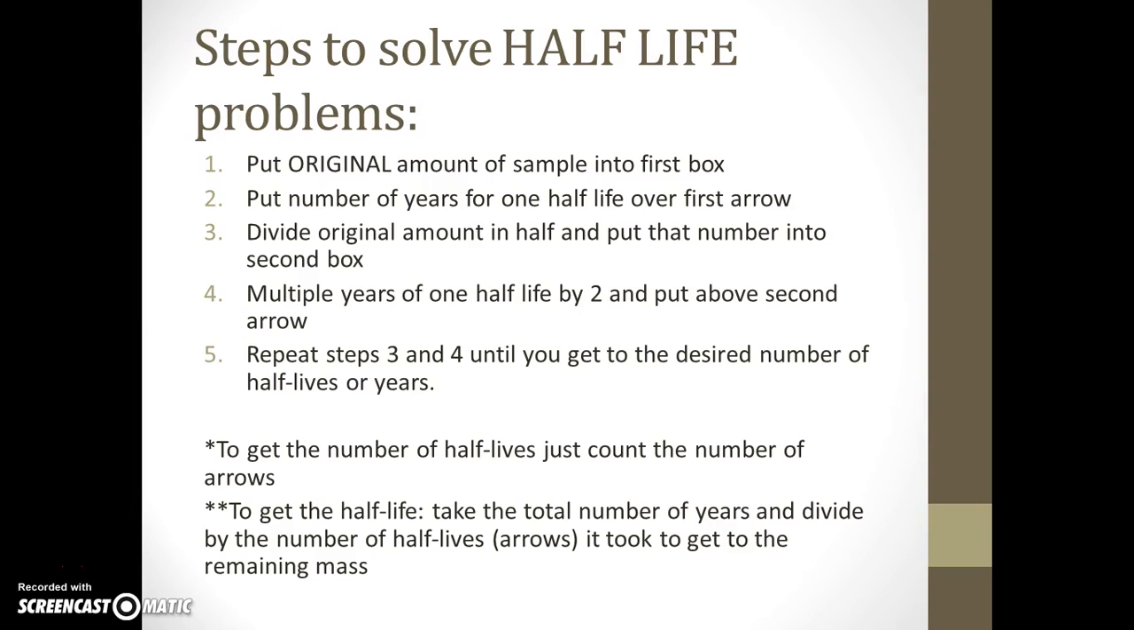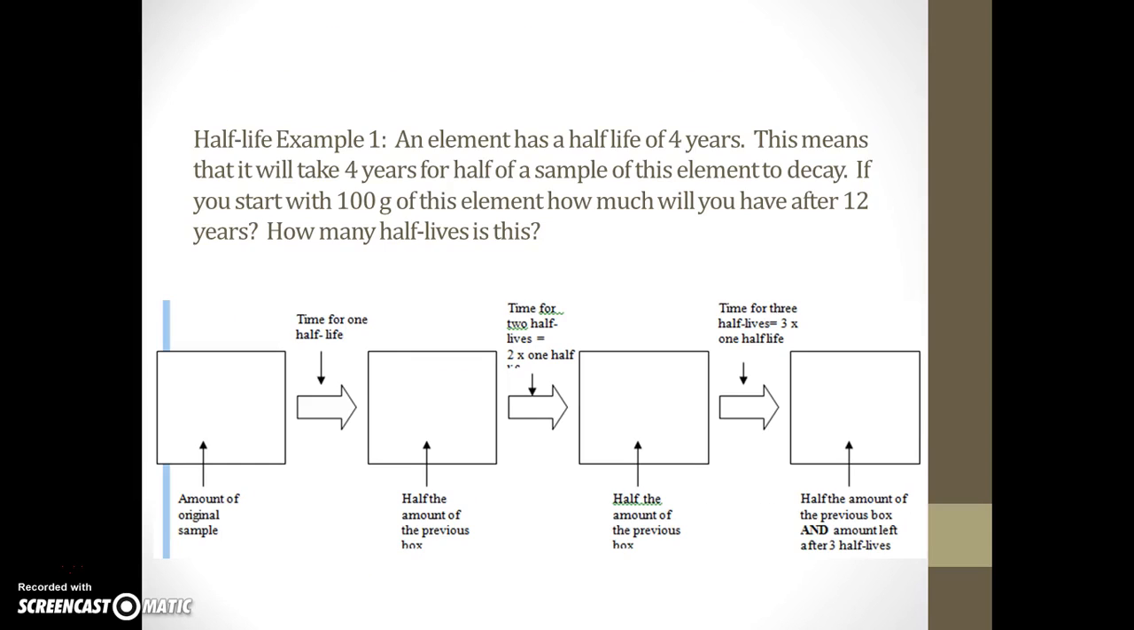We're going to put our half-life over the first arrow, however long it is, and then we are going to continue doing our half-life by dividing by 2 as many half-lives as the problem asks us to do. So in our first example here, it says an element has a half-life of 4 years. This means that it'll take 4 years for half of the sample of this element to decay. If you start with 100 grams of this element, how much will you have after 12 years?